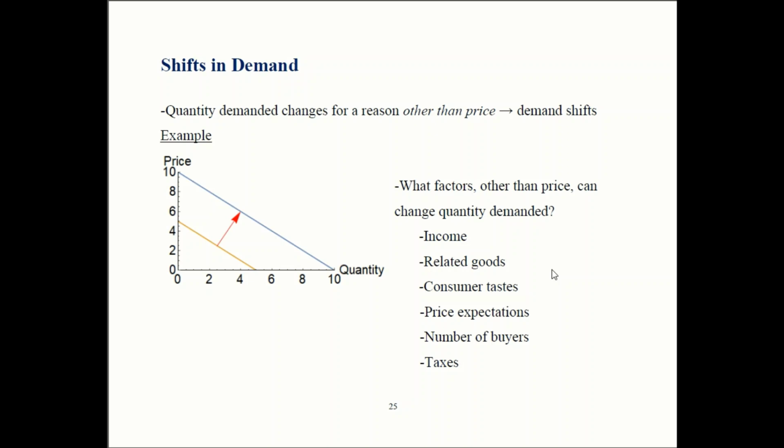So in general, when something other than price changes, that can cause the whole demand curve to shift. So demand can move out like this, or demand could end up moving back in the other direction depending upon what's going on. So things other than price shift demand. Changes in price alone give you movement along the same demand curve.